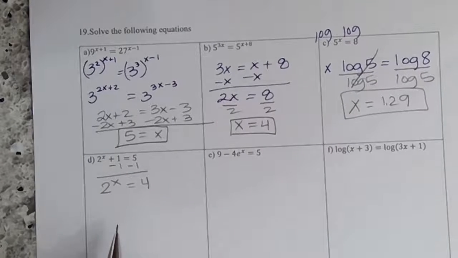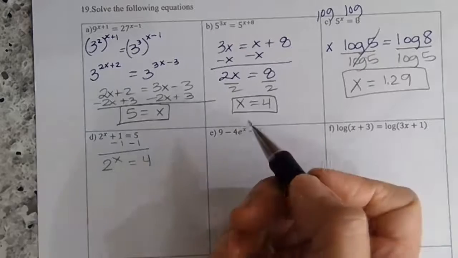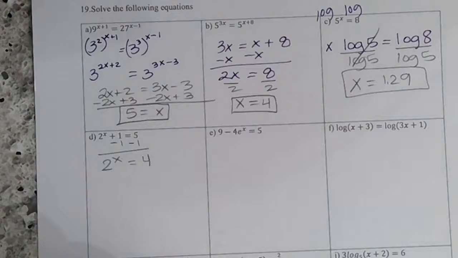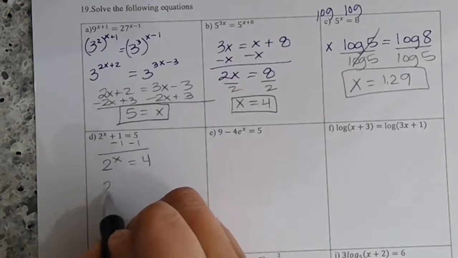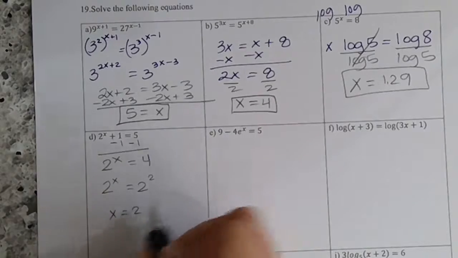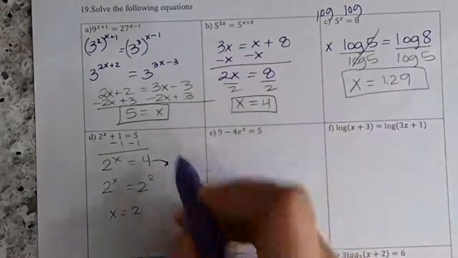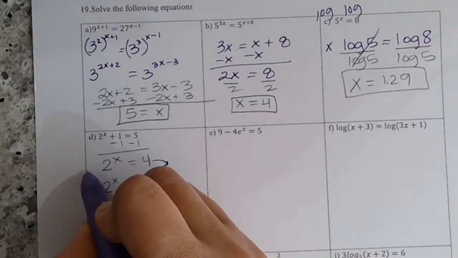All right, so there are 2 options for this. You can say, I already know the answer, 2 squared is 4, so just think about it. You can also rewrite it with the same base. 2 to the x is equal to 2 squared. So x is equal to 2. You could have also done the change of base formula, which is essentially that. So you're going to take the log of both sides.